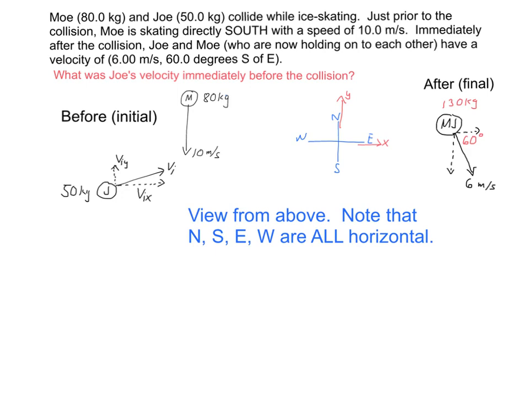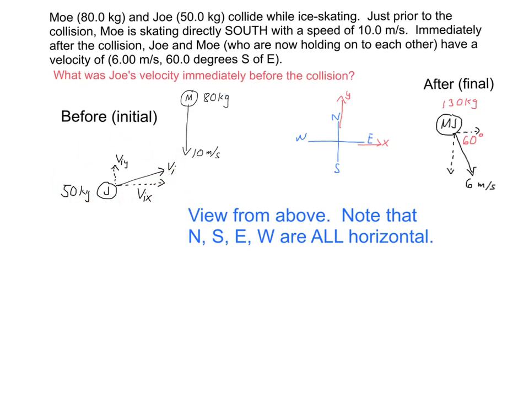Just before the collision, Mo is skating directly south with a speed of 10 meters per second. Just after the collision, Mo and Joe are moving together, holding on to each other, and they're traveling with a speed of 6 meters per second at an angle of 60 degrees south of east. Our task is to find Joe's velocity, that's a vector, just before the collision.